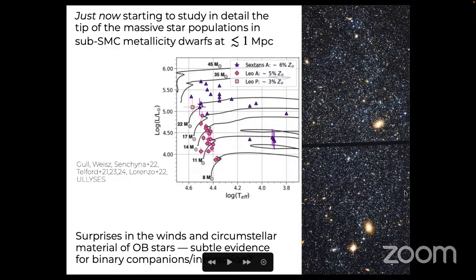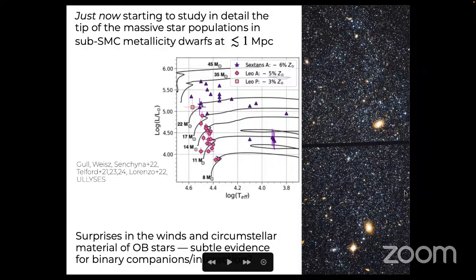So there's a number of groups working on this, trying to pick apart the nearest dwarf irregular galaxies beyond the Magellanic Clouds that get you to a little bit lower metallicity. And this is really hard. We just don't have a very nice star-forming galaxy that is in a current burst that's within a megaparsec. But there are a handful, and you can see here work led by Maud Gull, assembling spectroscopic samples across a number of galaxies. So this is Leo A, Sextans A, the single O star in Leo P, showing that we're starting to populate the top of the main sequence here.